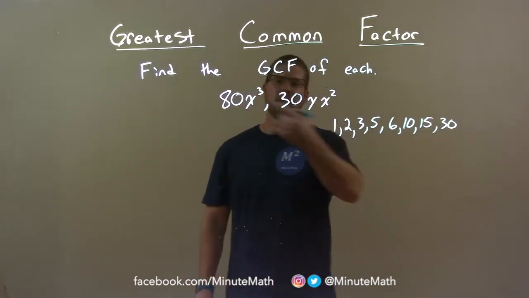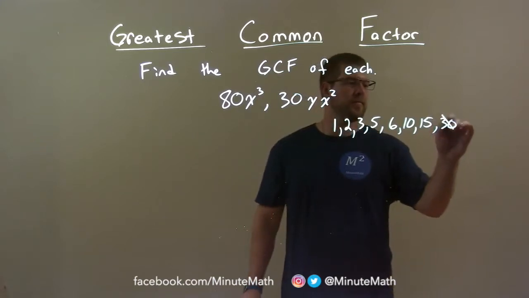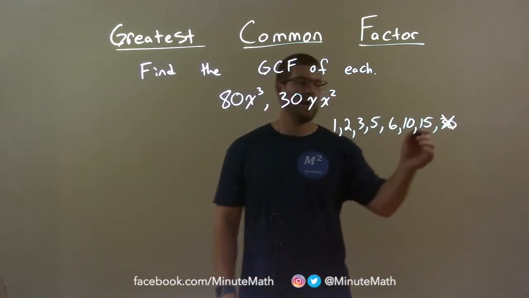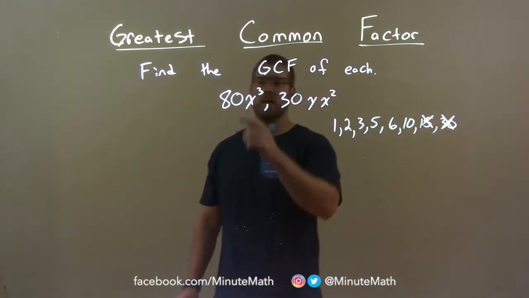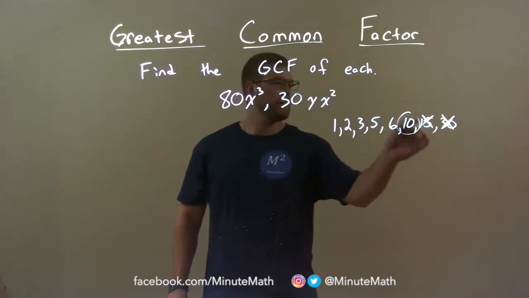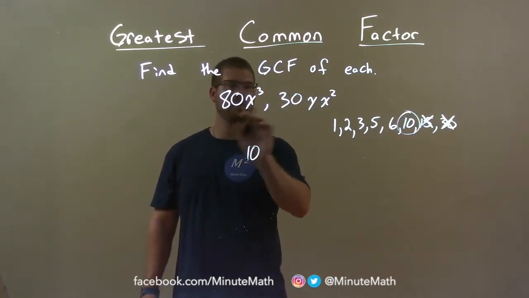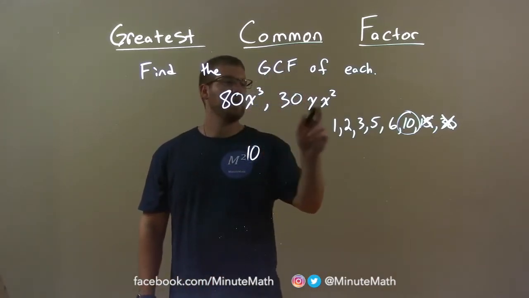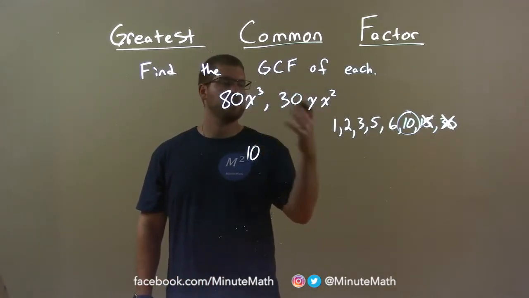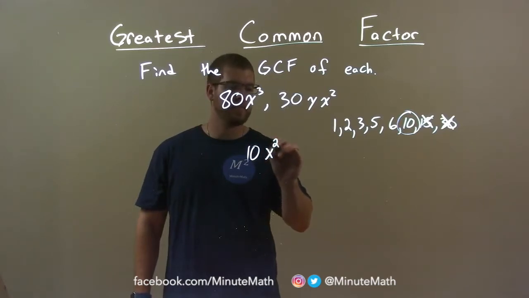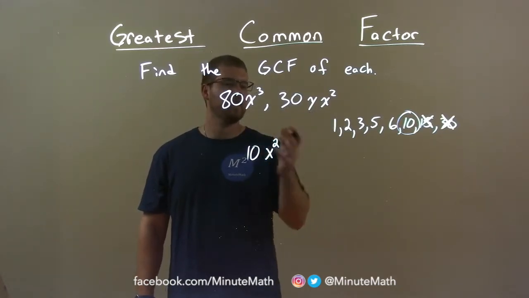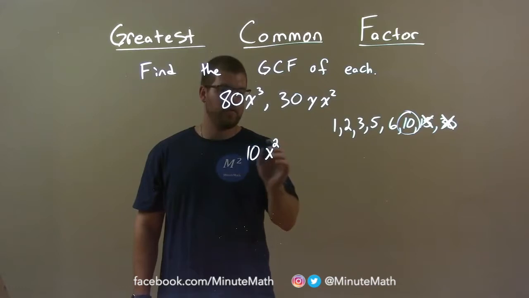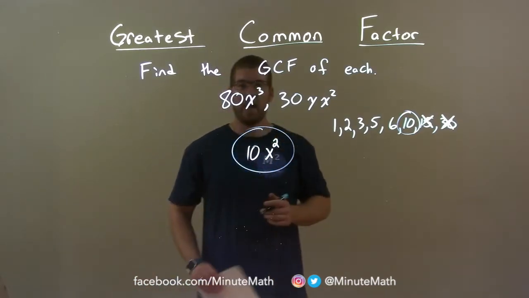Well, 30 doesn't go into 80 because it goes into 60 and 90. 15 goes into 75, but not 80. But 10 goes into 80 8 times. So 10 is the number I'm looking for. Okay, that goes into both. Now let's look at the variables. Well, there's 3 x's here and 2 x's here, so they both share 2 x's, x squared. And there's no y's here, but 1 y here, so no y's are shared. So my final answer is just 10x squared.